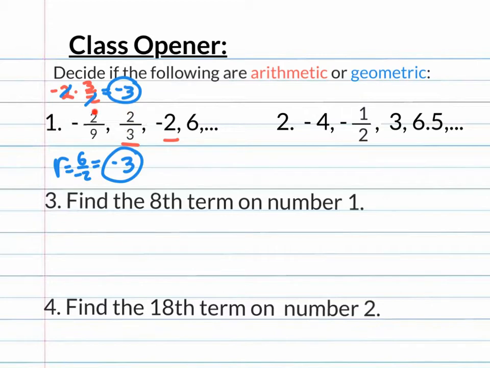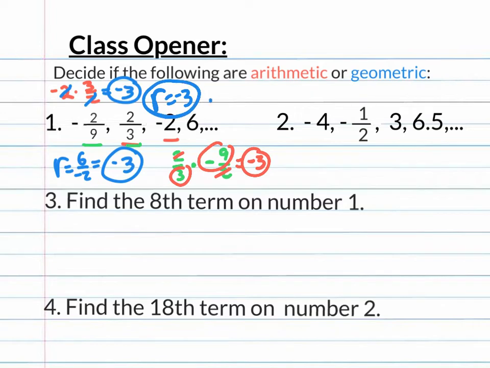And if you did this one divided by this one, let me do this one in green. 2/3 divided by -2/9. Instead of divided by, let's do the multiplication of the reciprocal of -2/9, which would be -9/2. And yes, the 2's would cancel, and the -9 divided by 3 would also give you a -3. So number 1, there is a common ratio of -3, which means that number 1 is geometric. Okay, there's your answer, number 1. It's geometric. I wrote on the -2, sorry about that.